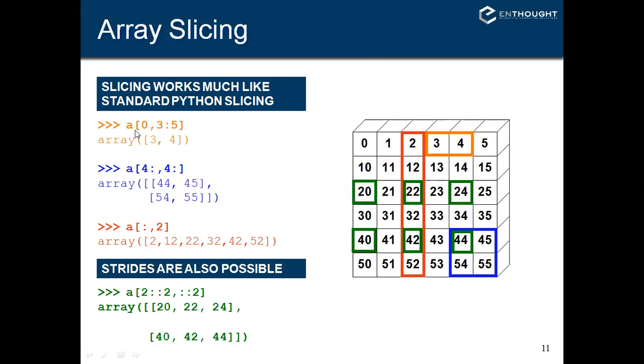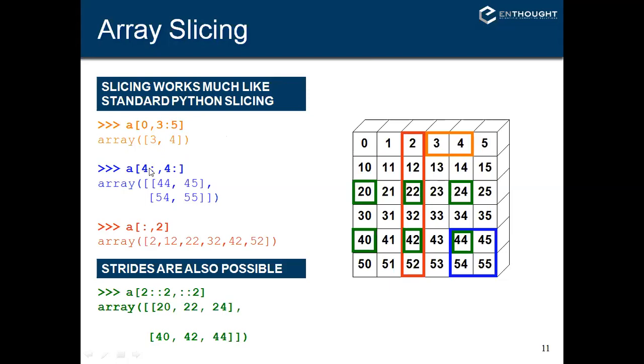So let's start. A of 0, comma 3 colon 5. What I really wish from this particular place, that is array of 3 comma 4, is the 0th row and 3 to 5 column. So this is your 0th row, and columns 0 1 2 3 to 5. We have always seen that it never includes 5 but goes to 1 less than 5. That is why 3 to 4 column data is there, right?